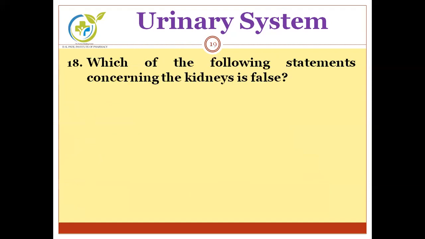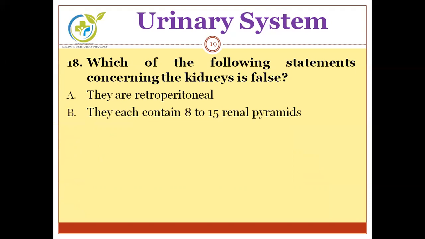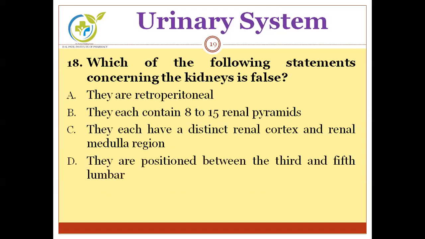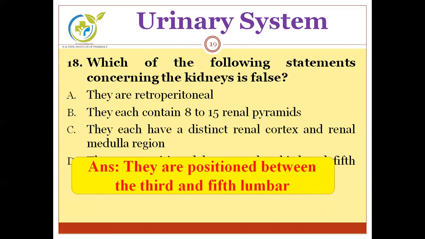Which of the following statements concerning the kidney is false? They are retroperitoneal. They each contain 8 to 15 renal pyramids. They each have distinct renal cortex and renal medulla regions. They are positioned between the 3rd and 5th lumbar vertebra. We have to find out the incorrect statement about the kidney. And that incorrect statement is the last option, D.